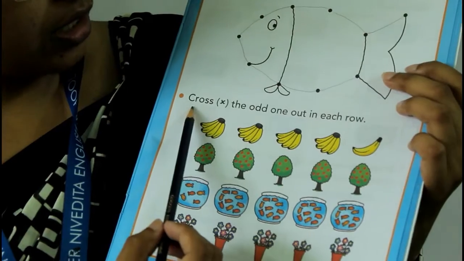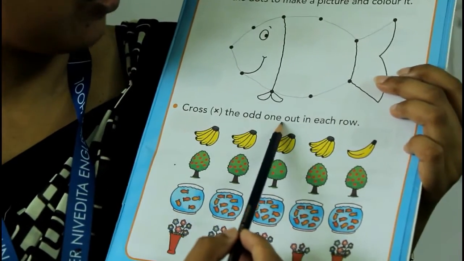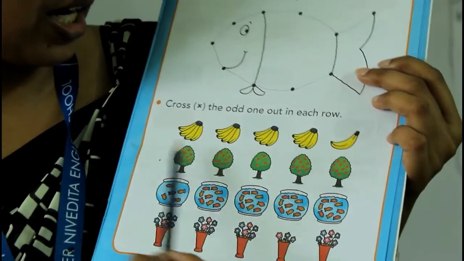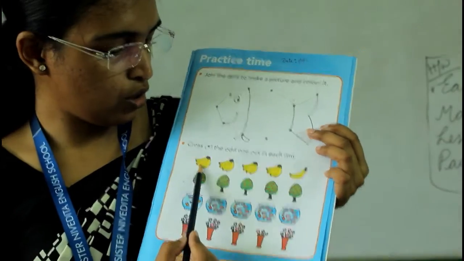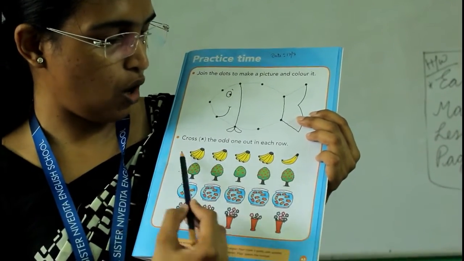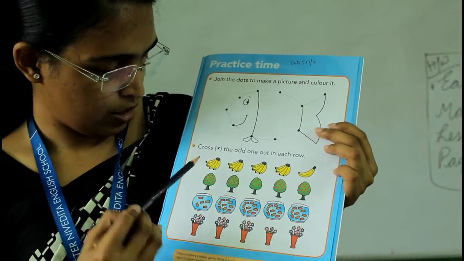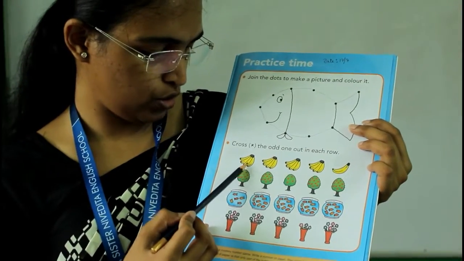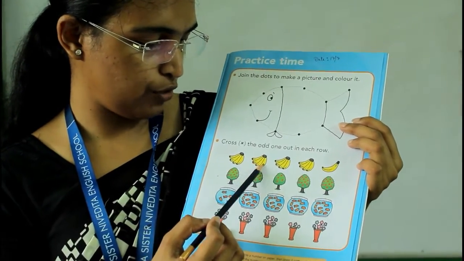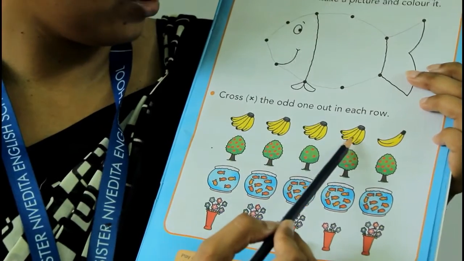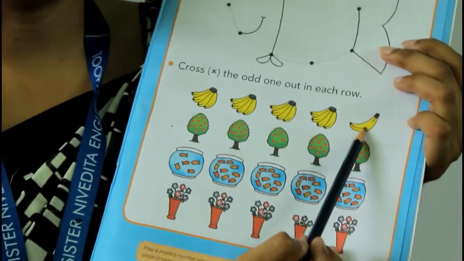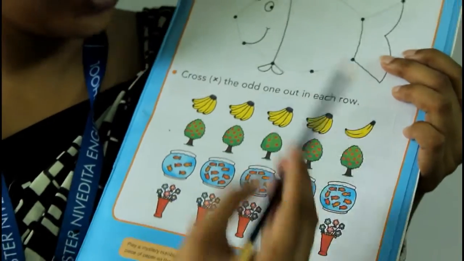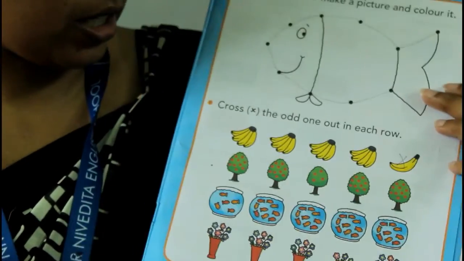Now our second question is cross the odd one out in each row. In each row there are some odd things. So we have to cross that odd one. So look, in this picture all are bananas, right? But look here, how many bananas? 1, 2, 3, 4 bananas. Here 1, 2, 3, 4. That means these all are same, right? But here only one. That means this one is odd. So we have to cross this one.